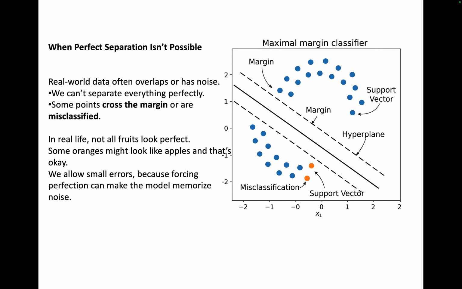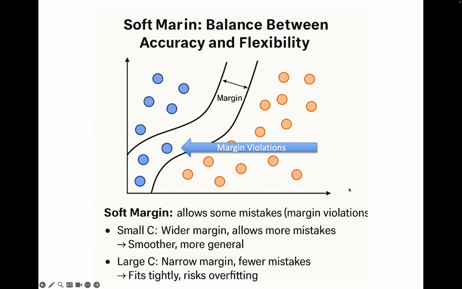And if you lose it, misclassification happens. So let me give you a little bit more on the soft margin. It's called, by the way, this is misspelled, a soft margin: a balance between accuracy and flexibility. So if you look at this one, the soft margin allows mistakes, right?